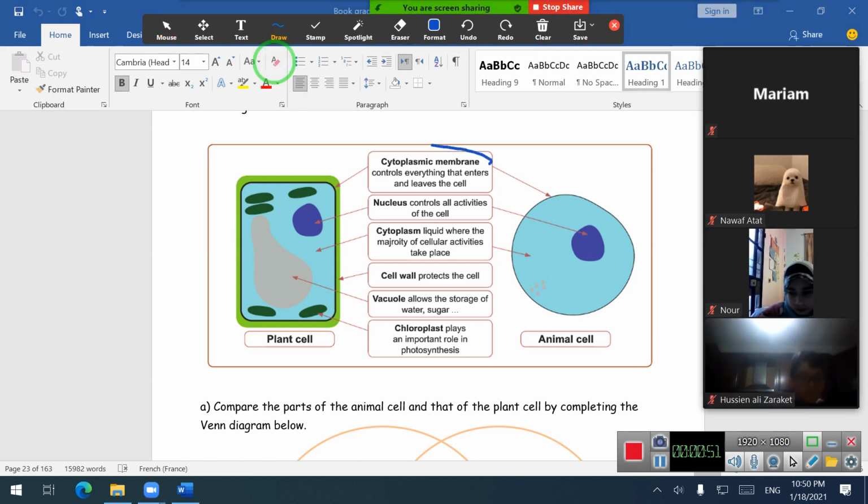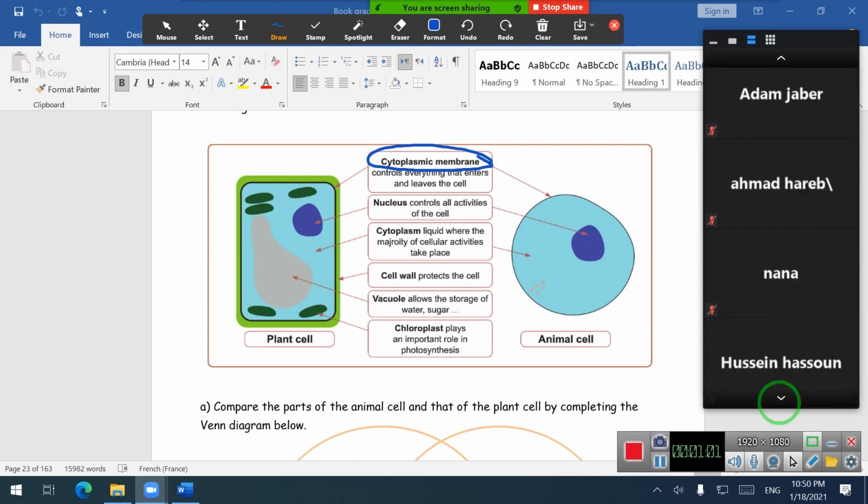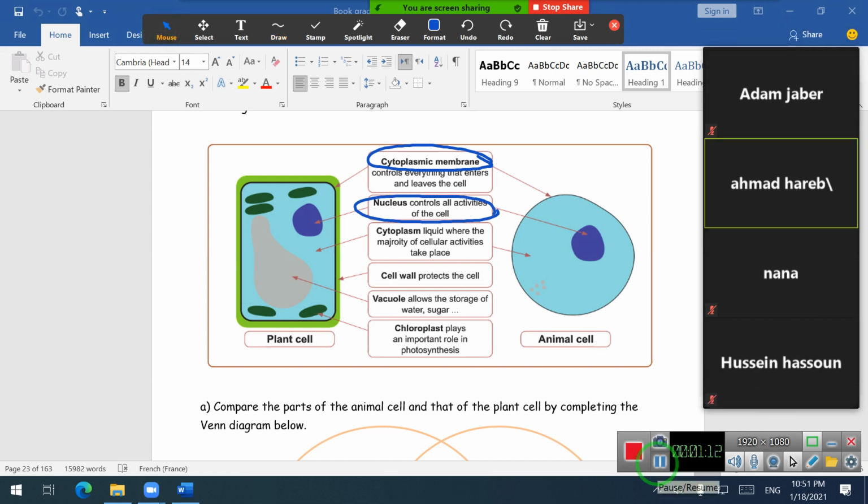For example, Fatima Ismail, what can the cytoplasmic membrane do? Or what is the role of the cytoplasmic membrane? It controls everything that enters and leaves the cell. Excellent. What about the nucleus, Ahmad? Controls all activities of the cell. Thanks, Ahmad.